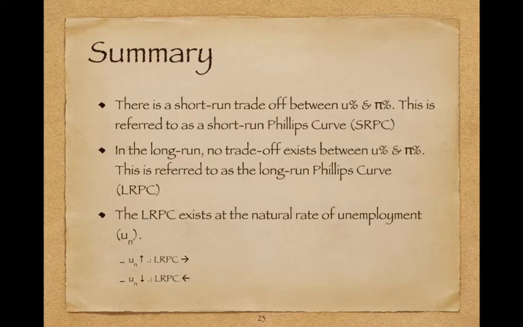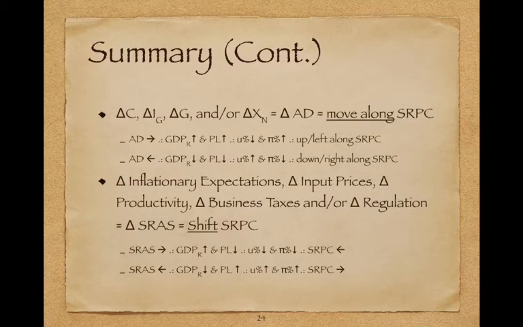So, in summary, we know that there's a short-run trade-off between the unemployment rate and the inflation rate. We call this the short-run Phillips curve. However, we know in the long run that no trade-off exists. This is what we call the long-run Phillips curve. And the long-run Phillips curve exists at the natural rate of unemployment. If that natural rate of unemployment increases, the long-run Phillips curve will shift to the right. If it decreases, the long-run Phillips curve shifts to the left. So this is nice. There's only one real determinant. If it gets bigger, right; if it decreases, smaller, left.